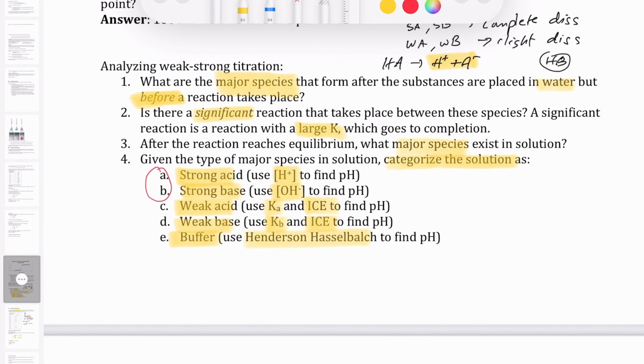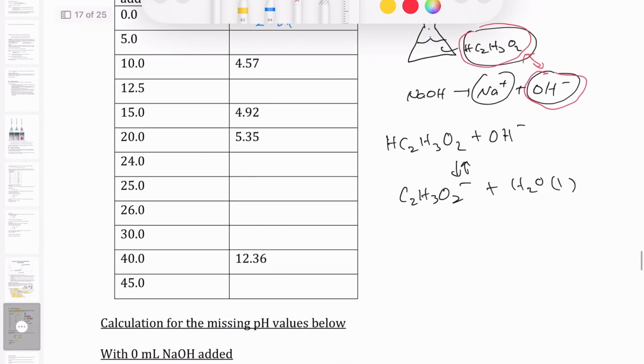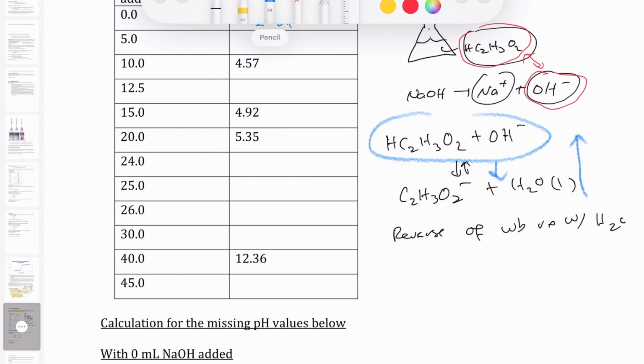Now the key here is to recognize that this is a significant reaction. The criterion is to find a reaction with a large K. This reaction has a large K because if you look carefully, it's actually the reverse of a weak base reaction with water, right? If it's a reverse reaction, that means the K is going to be the reciprocal of the K of the reaction of weak base with water. Now, what's the K of a reaction of weak base with water? It's Kb. So now the K of this reaction is 1 over Kb. We know that Kb has a small value, it's much less than 1, so this reaction must then have a K that is much larger than 1. That's the reason why we call it a significant reaction.